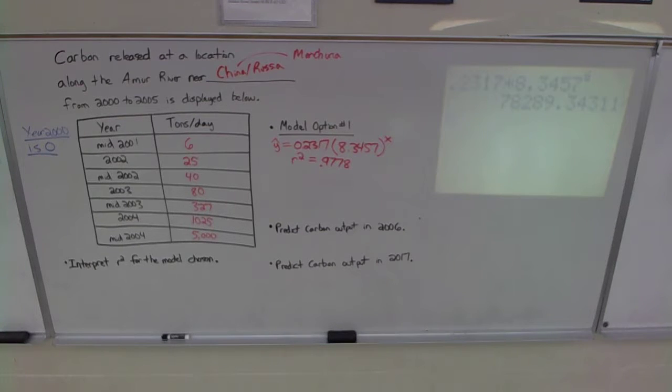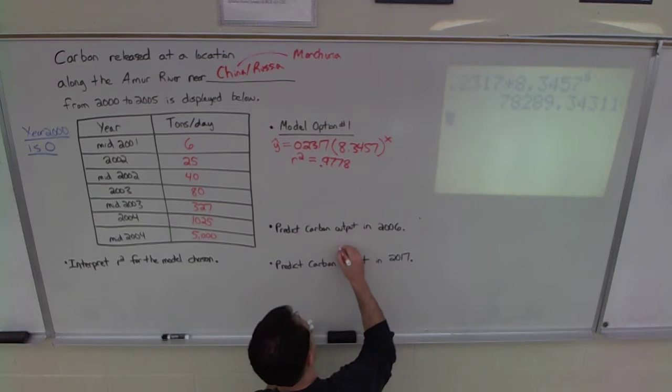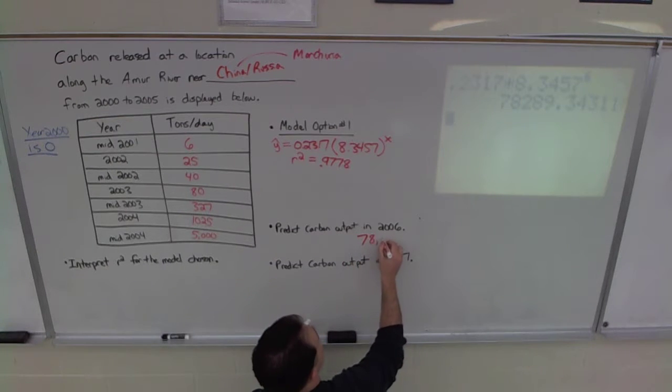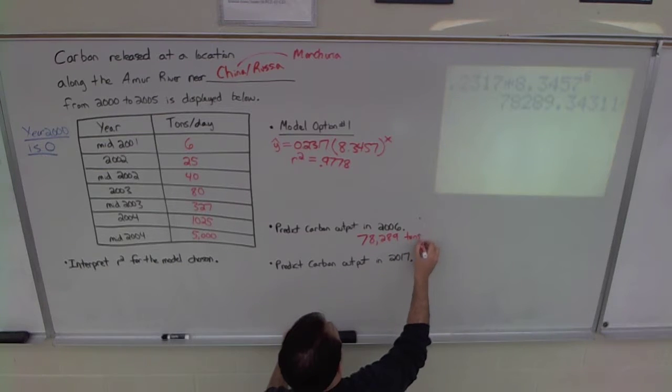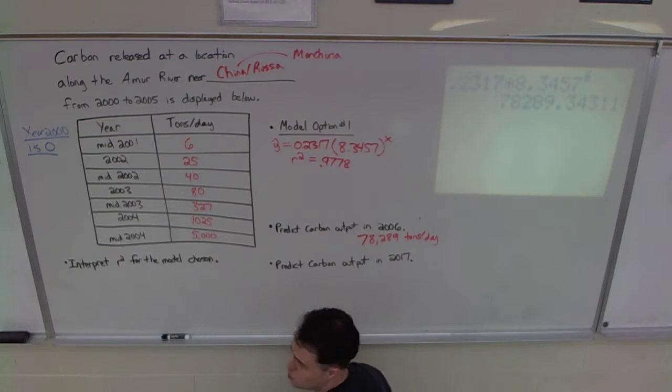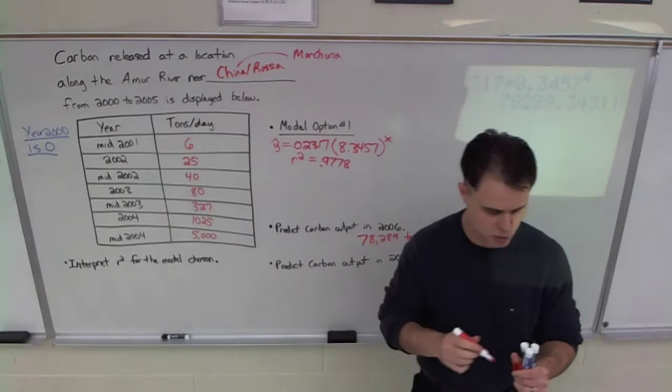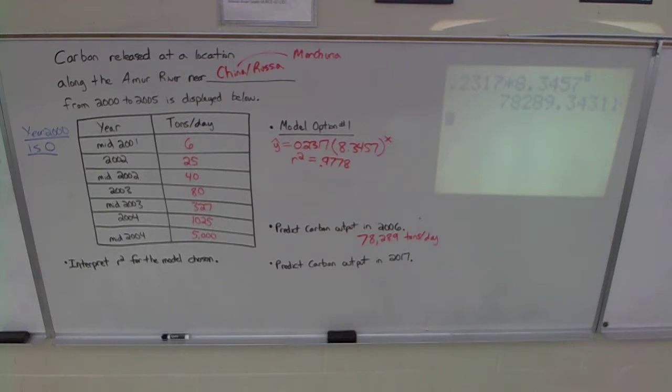Okay. So, for 2006, we're going to say our model predicts 78,289 tons per day of carbon released at this location in northern China. Crazy, right? But it's going up quite a bit. So, if I do 2017, I'm going to put in what? 17.